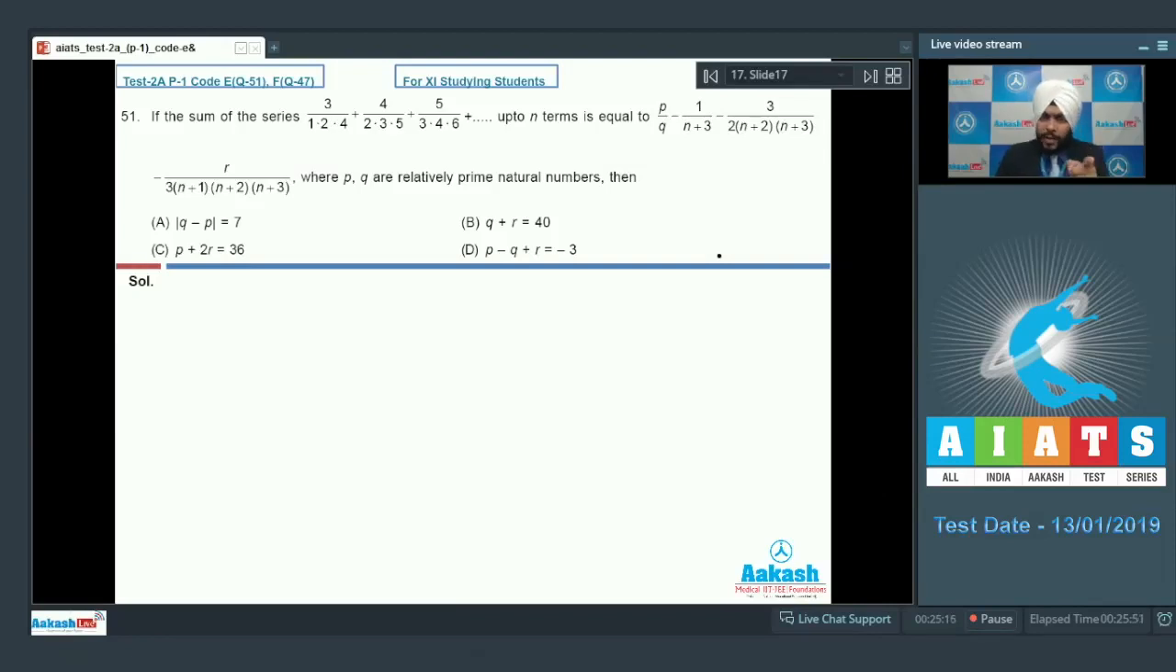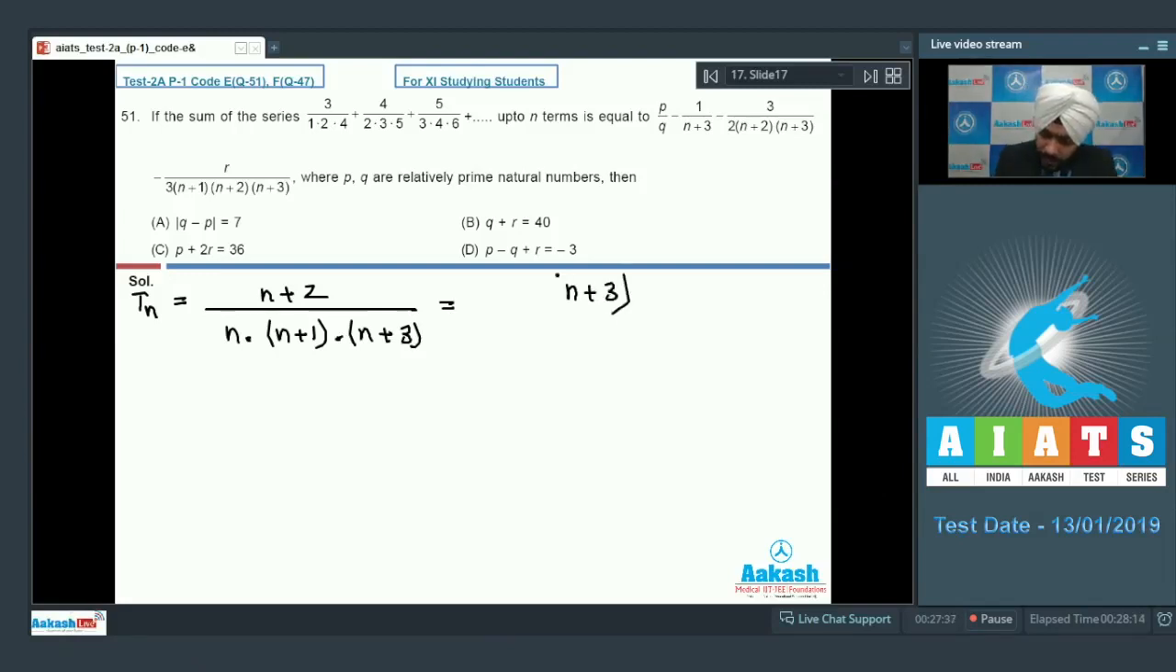Okay. Now students, we have to find the general term. Then we have to split the numerator as a difference of two terms in the denominator. So let us start the procedure. The general term is given as 3, 4, 5 in the numerator, so n plus 2, divided by 1, 2, 3 in the denominator. So the first term is n. The second term is n plus 1, because it is 2, 3 and 4 and so on. The last term is n plus 3, 4, 5, 6 and so on. Students, we know that we have to split the numerator as a difference of two terms in the denominator. So this will be (n+3) minus 1 upon n(n+1)(n+3).